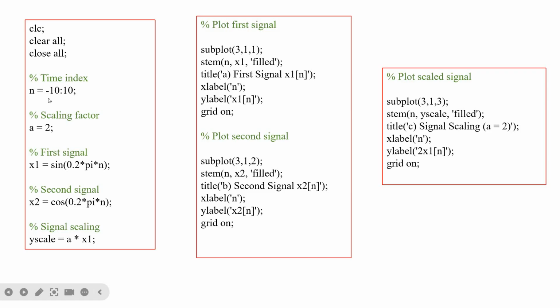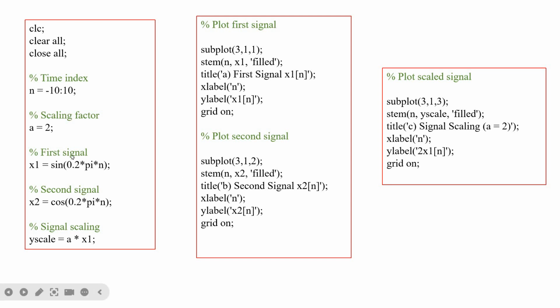Next we have to define the time index, where we write n is equal to minus 10 to plus 10. It will create a discrete time index ranging from minus 10 to plus 10, and the signal contains 21 samples, and this vector represents the time axis for the discrete time signals. Then we have to define the scaling factor, a is equal to 2 we are taking, which means that every sample of the signal will be multiplied by 2. Now because a is greater than 1, the amplitude of the signal will increase.